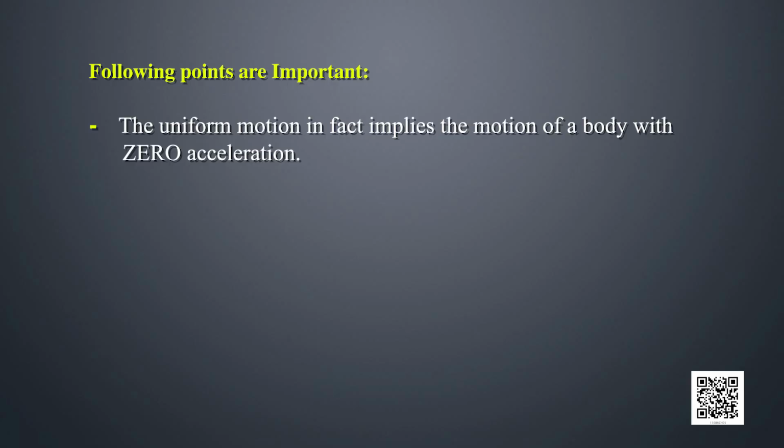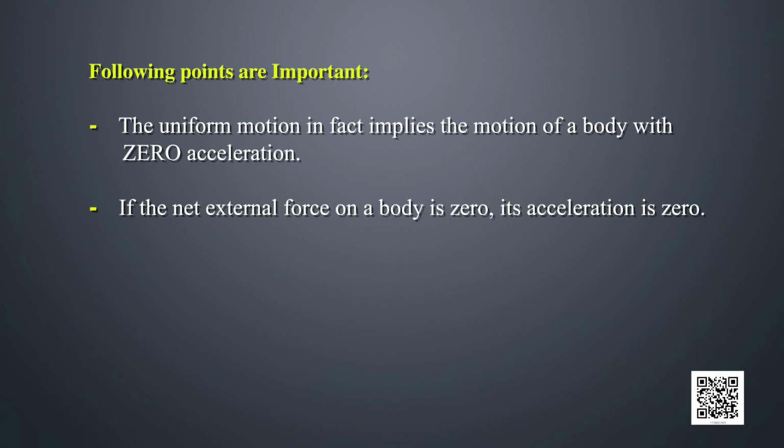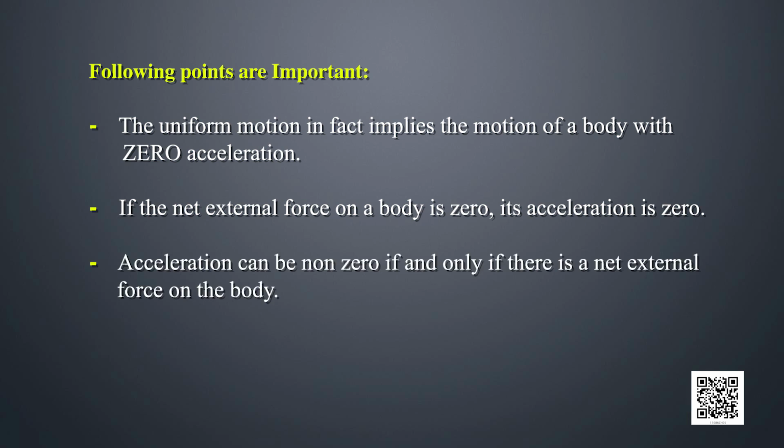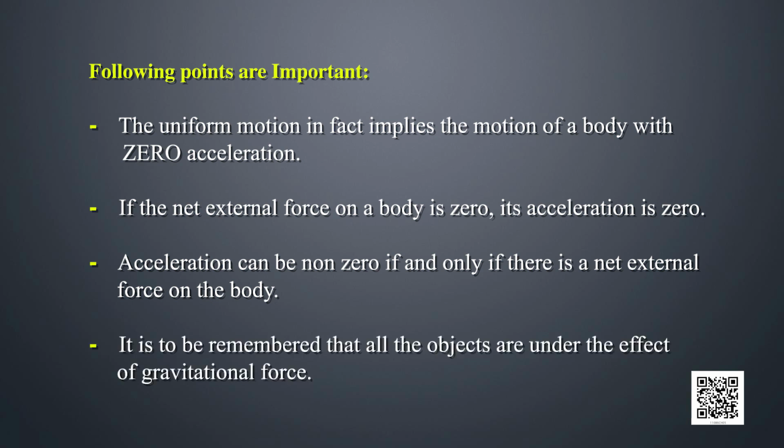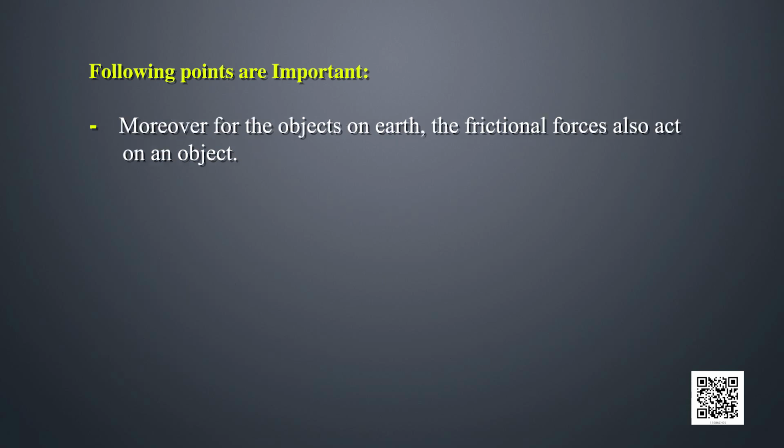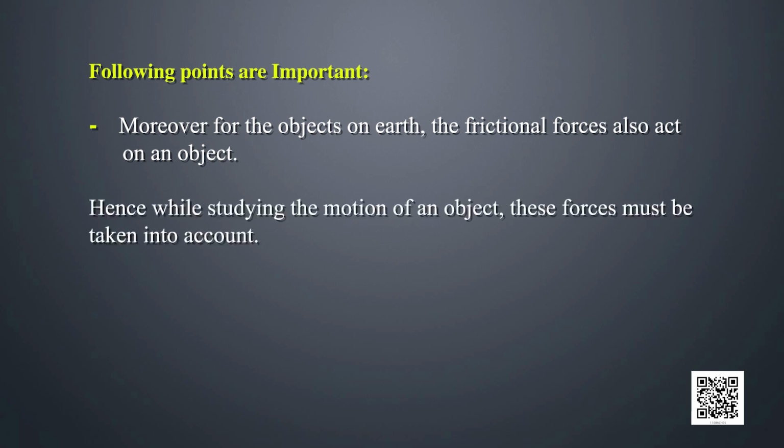The following points are important here. The uniform motion in fact implies the motion of a body with zero acceleration. If the net external force on a body is 0, its acceleration is 0. The acceleration can be non-zero if and only if there is a net external force acting on the body. It is to be remembered that all the objects are under the effect of gravitational force. Moreover, for the objects on earth, the frictional forces also act on an object. Hence, while studying the motion of an object, these forces must be taken into account.